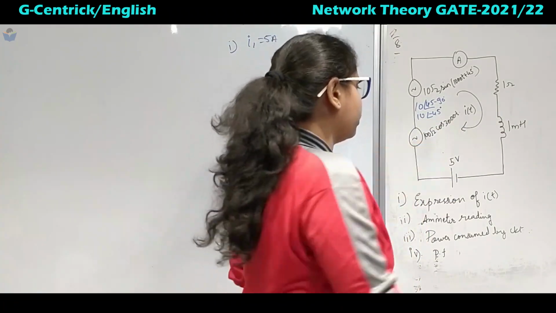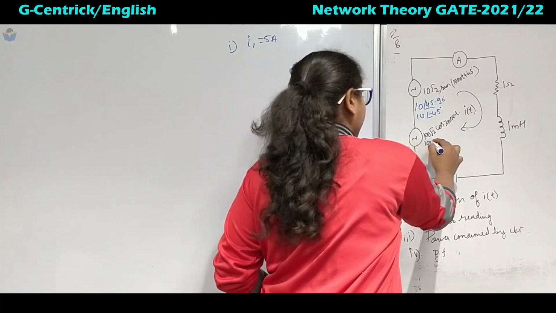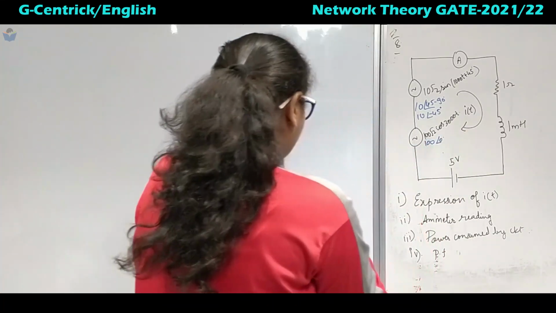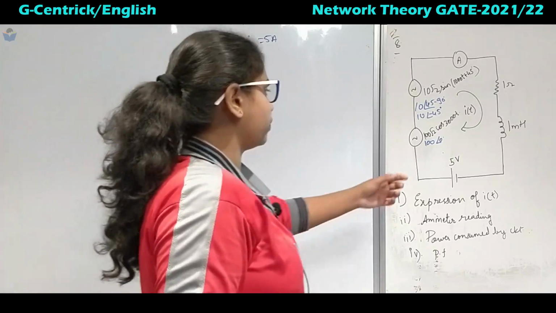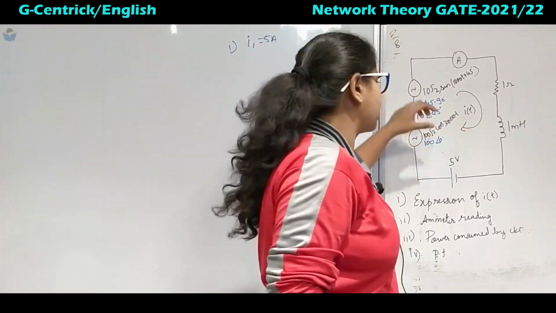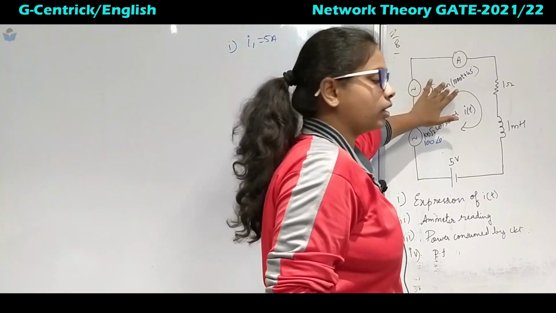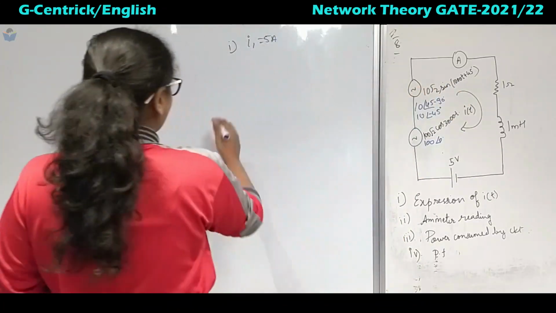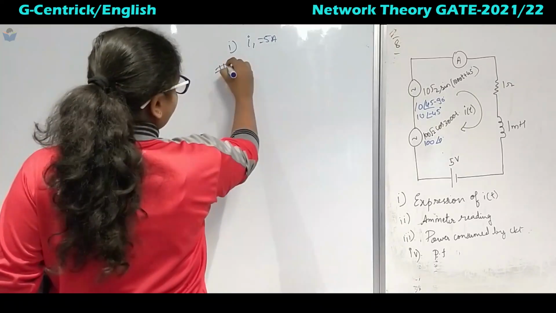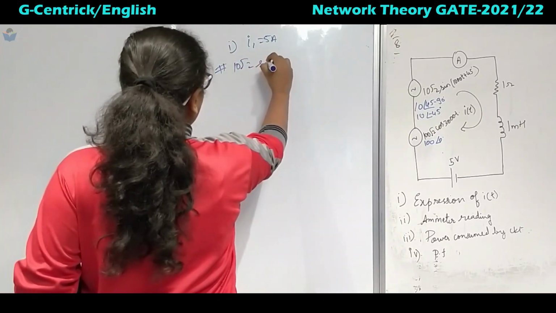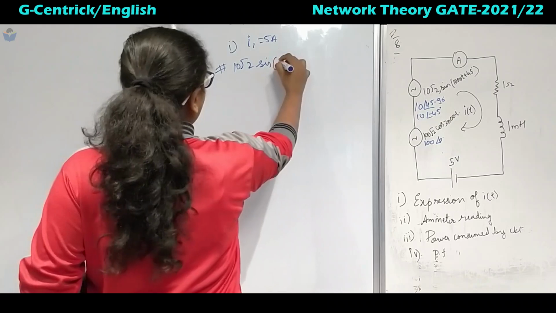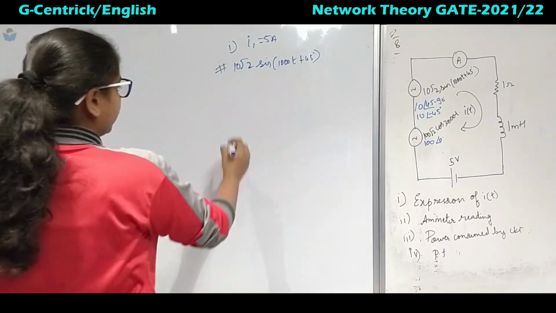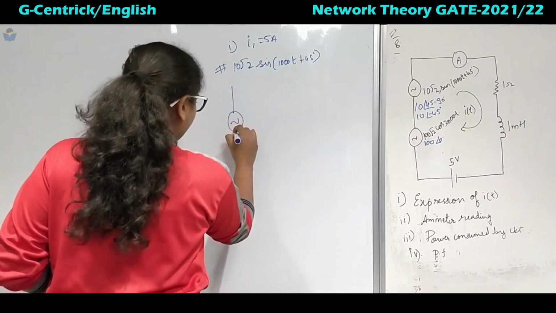For this one also we will divide by root 2, so it comes out to be 100 angle 0 degrees, right? Because we have taken cos as the reference, so we are converting this sine in terms of cos. Now first we will consider this one, which is 10 root 2 sine 1000t plus 45 degrees. So we will consider this source.